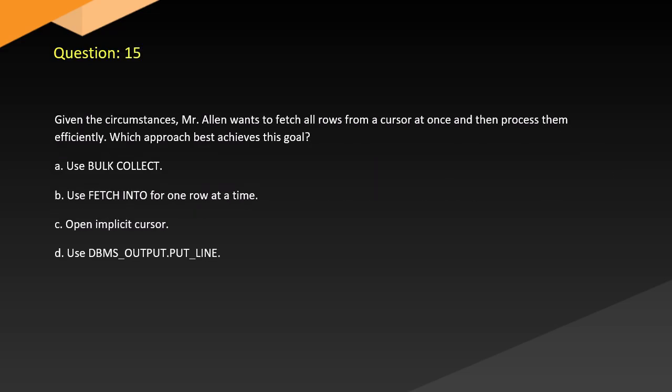Question 15. Given the circumstances, Mr. Allen wants to fetch all rows from a cursor at once and then process them efficiently. Which approach best achieves this goal? A. Use bulk collect. B. Use fetch into for one row at a time. C. Open implicit cursor. D. DBMS_OUTPUT per line.